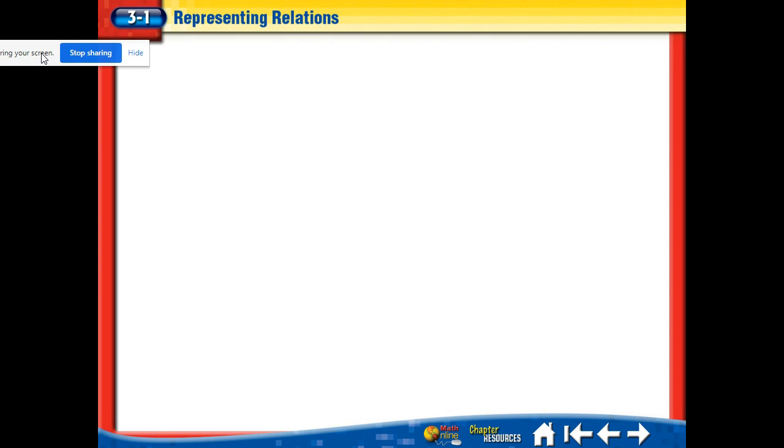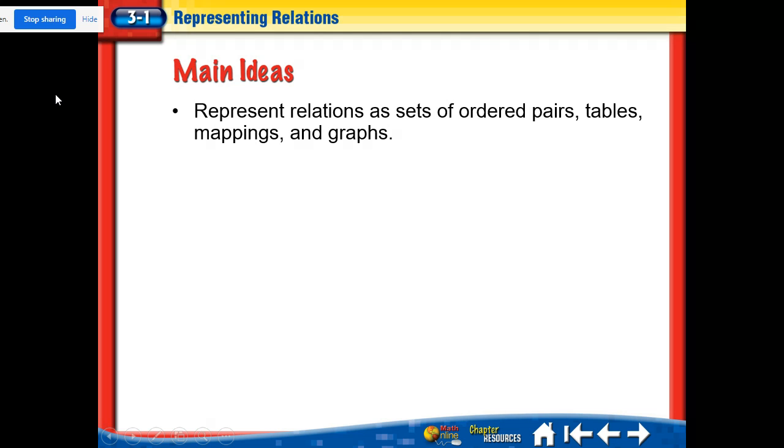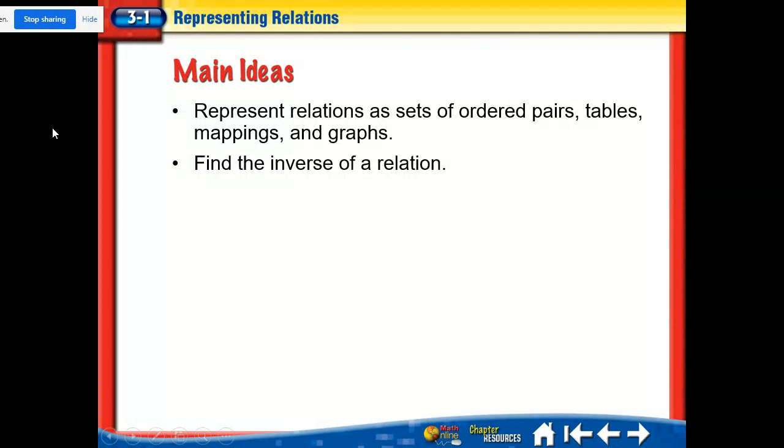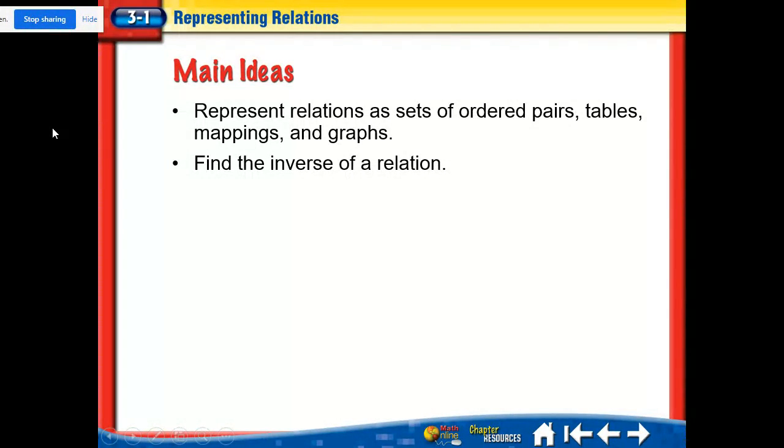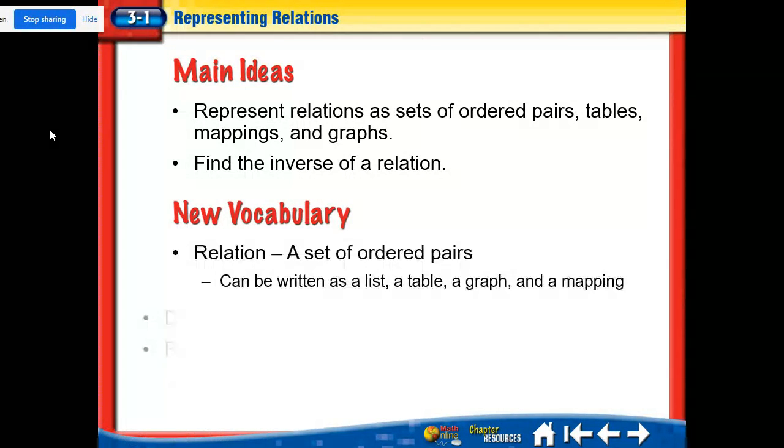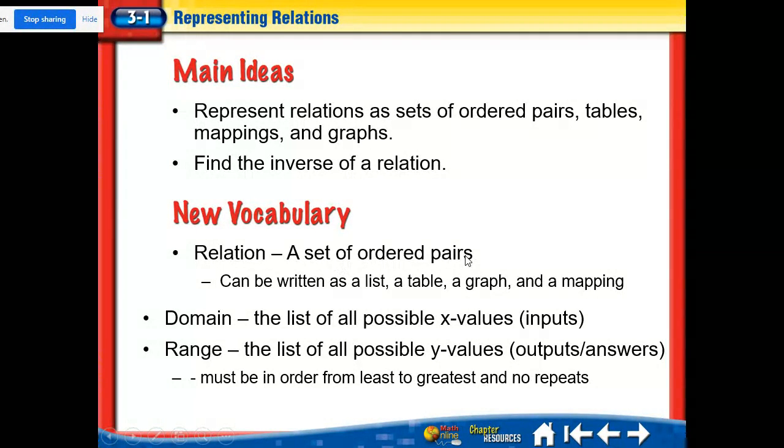All right, today we're going to be talking about what's called a relation. And what we're going to do with a relation is we're going to see them as ordered pairs, tables, mappings, and graphs. And then we're also going to find the inverse of a relation. So a relation is a set of ordered pairs.